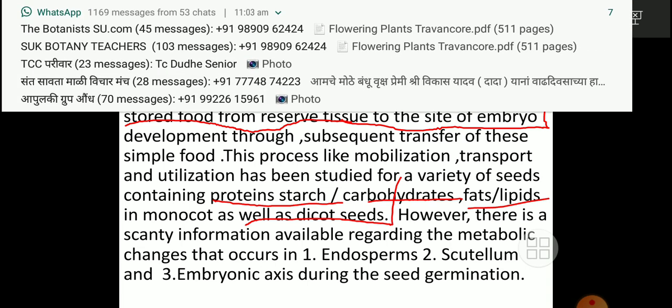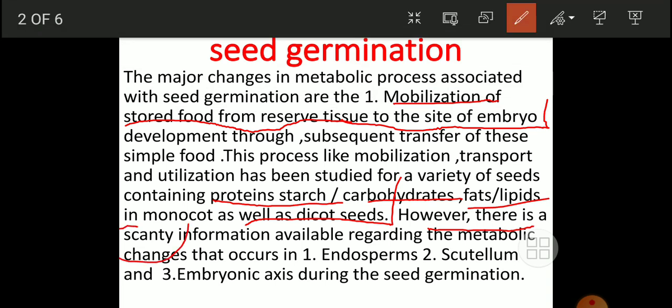Now, however, one most important thing: scanty information means there is less information. Scanty in the sense information is not available, or although it is available, it is not confirmed. So very little information is available regarding metabolic changes occurring at the endosperm, scutellum, and embryo axis during seed germination.